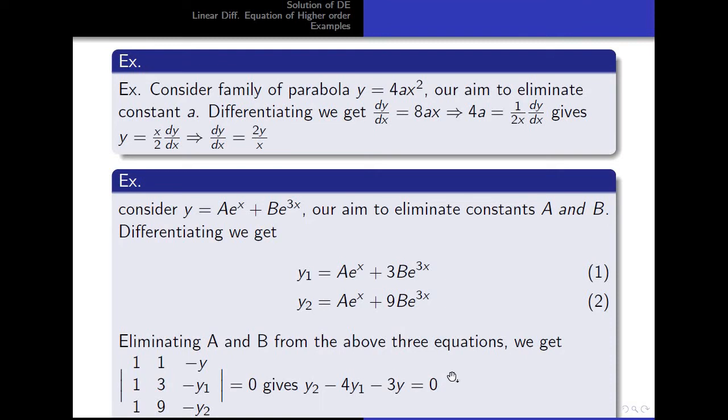That means this is our second order differential equation, d2y by dx2 minus 4 dy by dx minus 3y equal to 0. And in this way we can eliminate these arbitrary constants a and b, and we get a new form. This is called the global form of this family of curves, that is a differential equation.